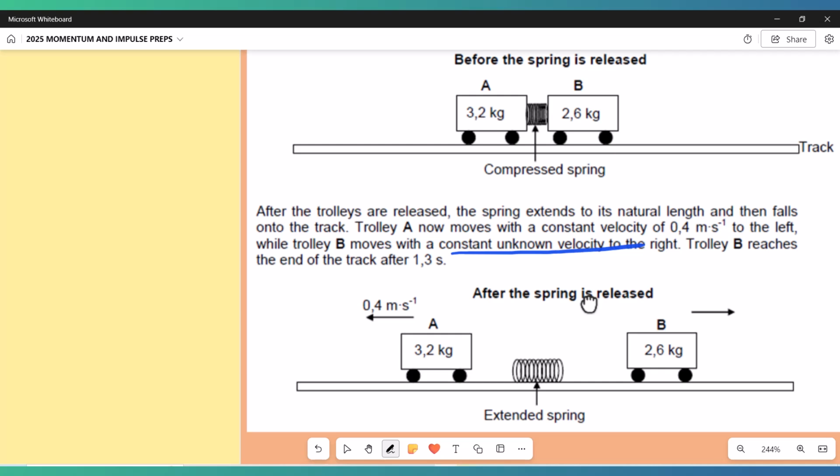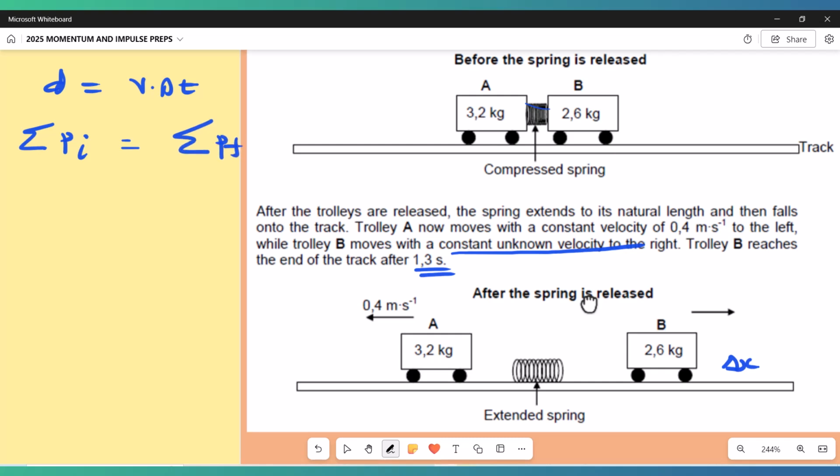So what do we know about distance? Distance equals velocity times change in time. So if we can find the velocity and we know the change in time is 1,3 seconds, then we can just multiply to find what we are looking for. At first they were together, stuck together with the spring. So we say total momentum initial equals total momentum final.